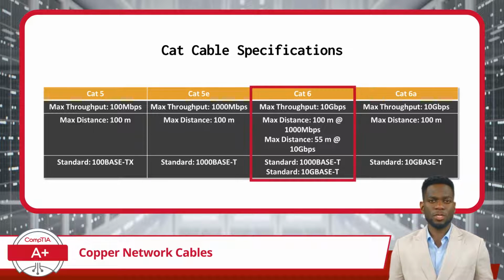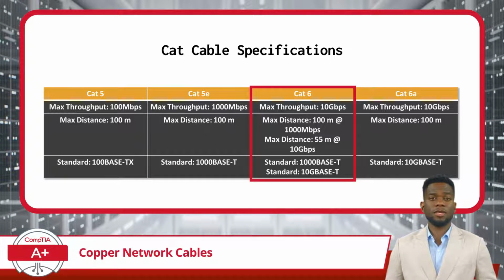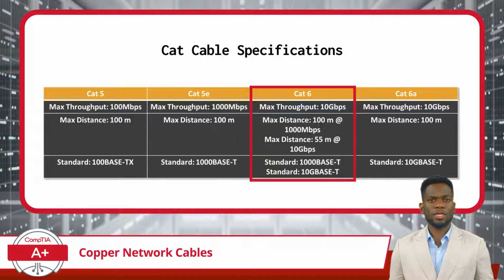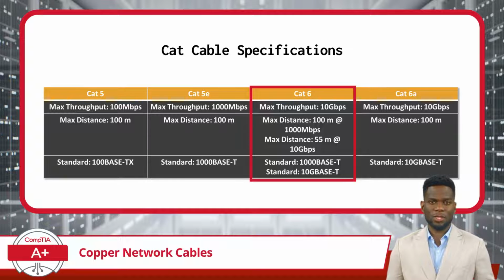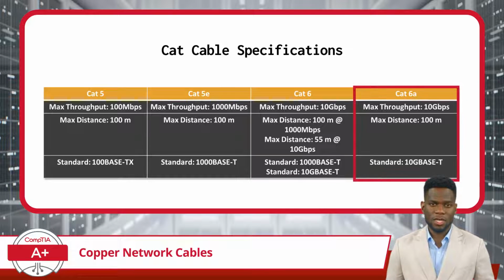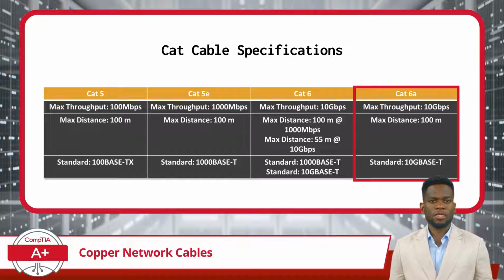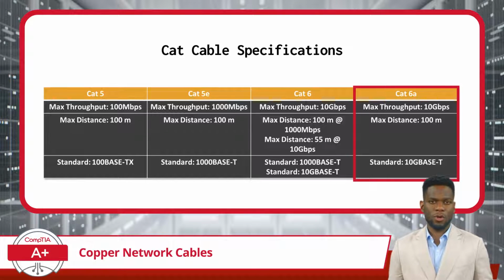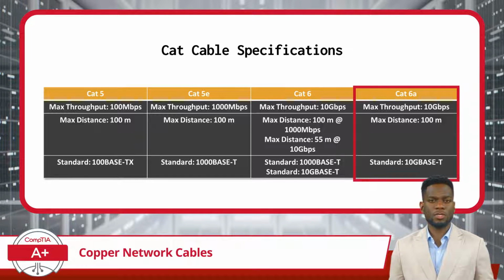Cat6 cables also support 1000 megabits per second of throughput for a distance of up to 100 meters and conform to the 1000BASE-T standard just like a Cat5e cable, but they also support 10 gigabits per second of throughput at a shorter distance of 55 meters. This conforms to the 10GBASE-T standard. Last, we have the Cat6A cable. This cable supports 10 gigabits per second of throughput for a distance of 100 meters, improving upon the Cat6 cable. This cable also conforms to the 10GBASE-T standard.